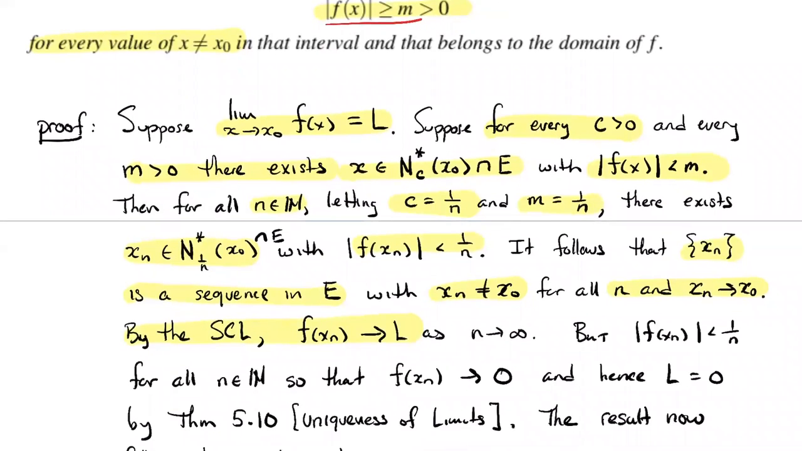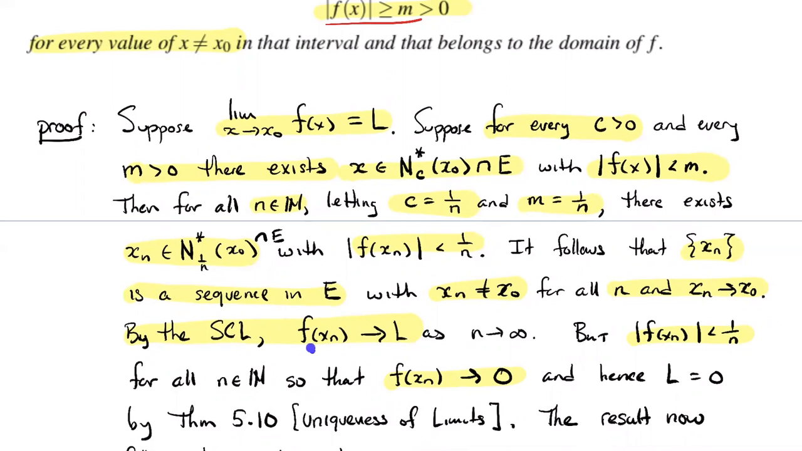But we know that the absolute value of xn is less than 1 over n for every n. So that would be a direct epsilon argument. That image sequence is converging to 0. Well, the limits are unique. We just proved it in this section.